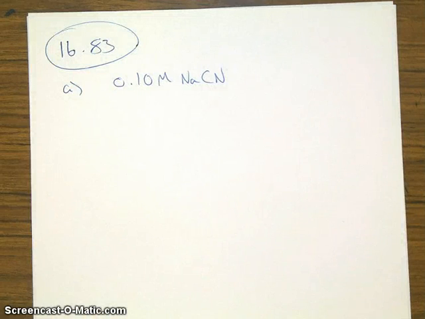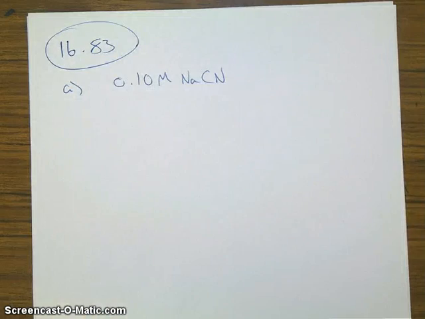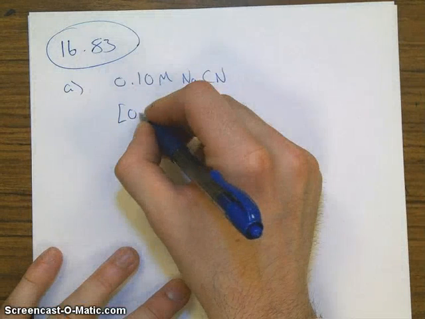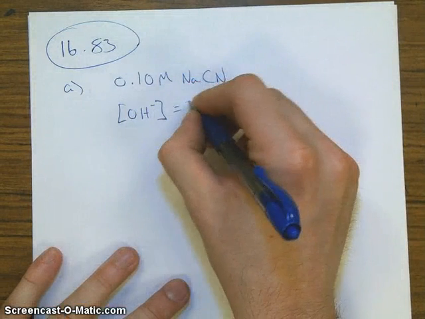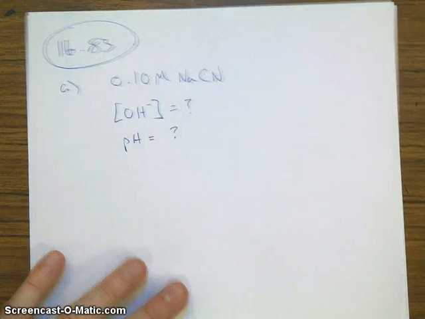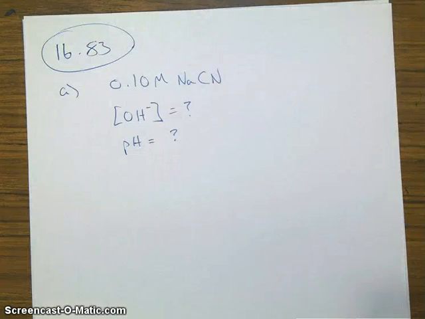Now, what's weird about this is that it's asking you to calculate the hydroxide ion concentration. So we're trying to figure out this. We don't know what it's equal to. And we're also trying to figure out what the pH is. Now, one of the keys to solving this problem is going to be looking up a value for Kb.